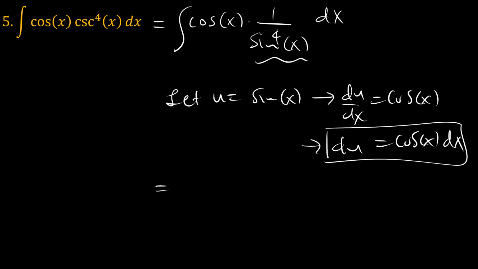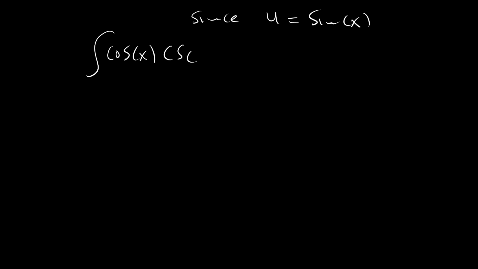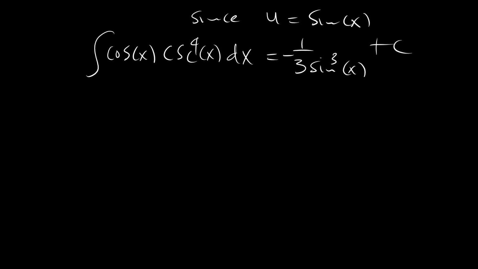So from here our integral becomes, since this and that becomes du, we have 1 over u to the 4th du, which when integrated is negative 1 over 3u to the power 3 plus c. And since u was set to sine of x, then it means that the integral of cosine of x cosec to the 4th of x is equal to negative a third over sine to the 3 of x plus c, which is also negative a third cosec to the 3rd power of x.